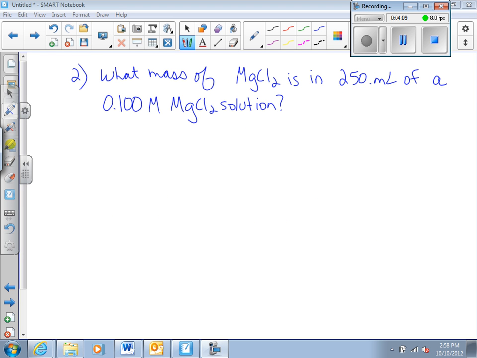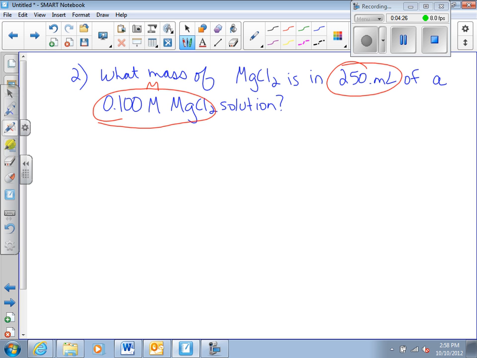Okay, another problem. What mass of magnesium chloride is in 250 milliliters of a 0.100 molar magnesium chloride solution? So right here, I've got my molarity. Right here, hopefully you recognize this as a volume. And I'm trying to get mass. Mass will be grams. And in order to get my grams, I first have to find my moles.